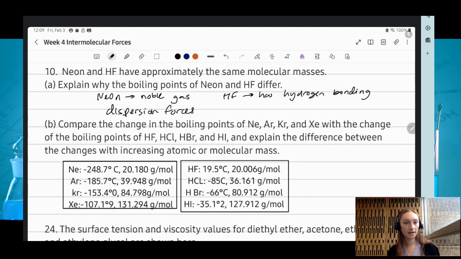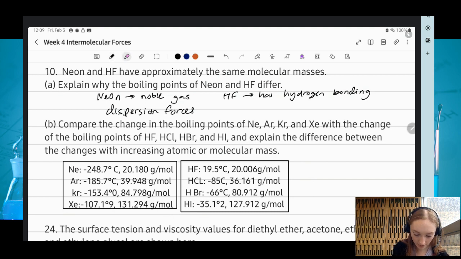And the HF has hydrogen bonding. So that is going to have much stronger attractions, which makes it more difficult to change state. So it needs more energy. It needs more energy to boil it, to move it up a phase. So that is why the boiling points of neon and HF differ.